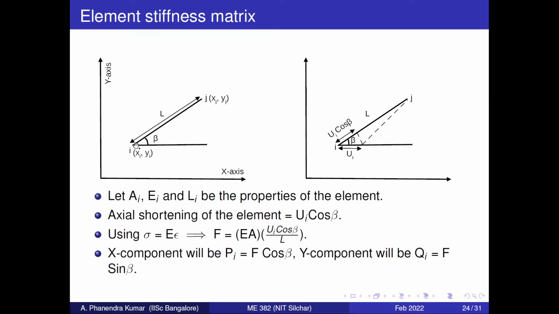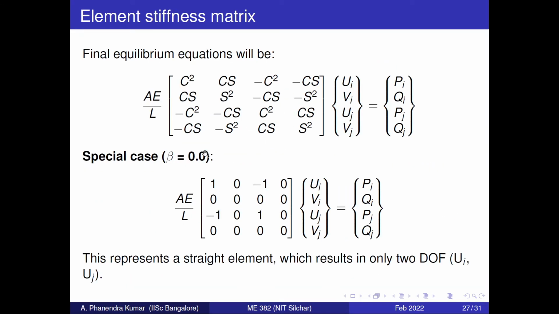When beta is 0, it will be a horizontal member with node i here and node j here. In that case, this is how the stiffness matrix will look. When beta is 0, sin beta will be equal to 0, right? Wherever you see the s terms, all those terms will become 0, and wherever you see the cos terms, you will have the value 1. So minus c square will become minus 1. Wherever s is there, all the values will become 0.